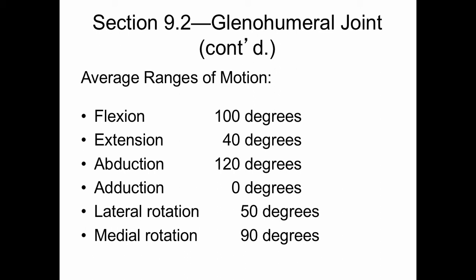Because the majority of the stability that the glenohumeral joint has is derived from musculature, the glenohumeral joint is often referred to as a muscular joint. These are the average ranges of motion at the glenohumeral joint.